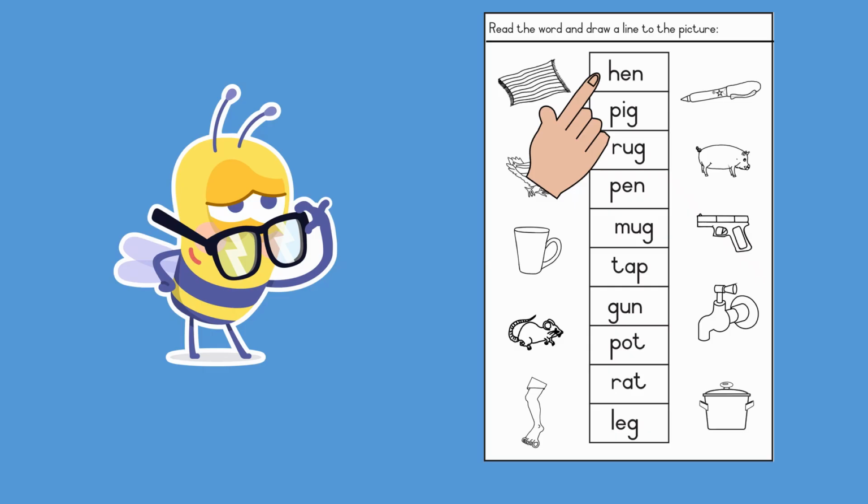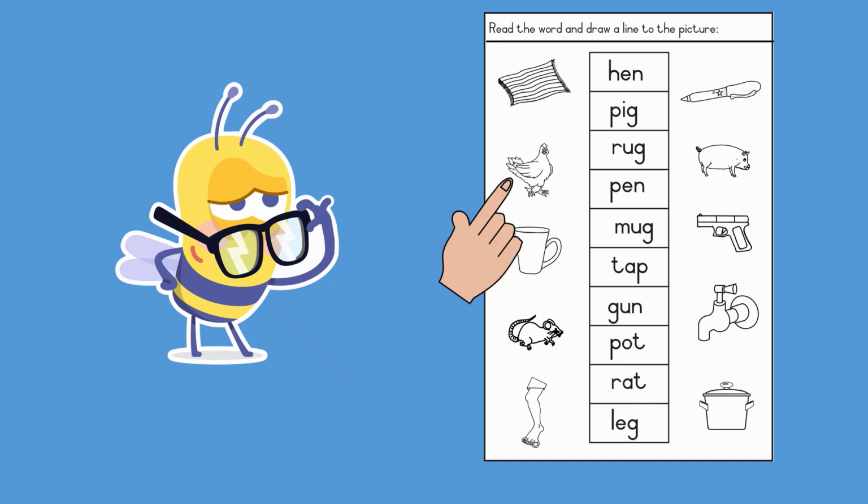Let's see if you did the page correctly. Put your finger on the first word. What does it say? Yes, hen. Did you find the picture hen? And draw a line from the word to the picture hen. See if you did it correctly.